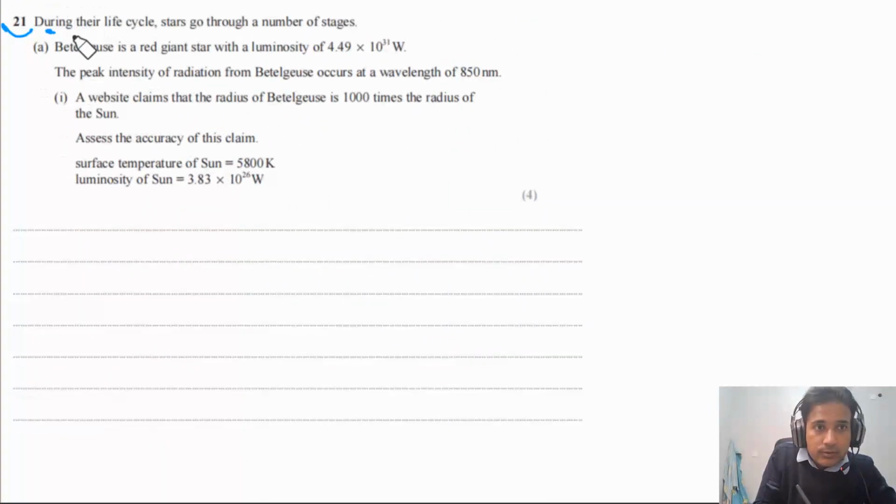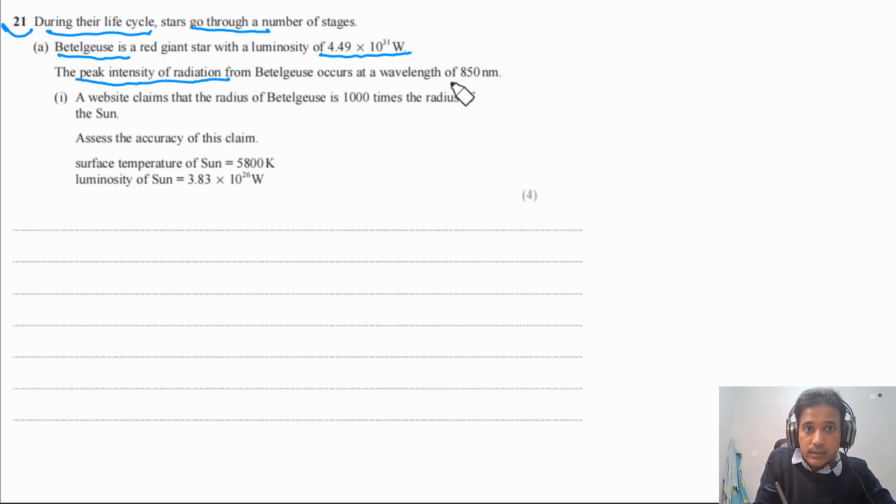Question 21 says during their life cycle, stars go through a number of stages. Betelgeuse is a red giant star with a luminosity of 4.49 times 10 to the 31 watts. The peak intensity of radiation from Betelgeuse occurs at a wavelength of 850 nanometers. A website claims that the radius of Betelgeuse is 1000 times the radius of the Sun. Assess the accuracy of this claim.